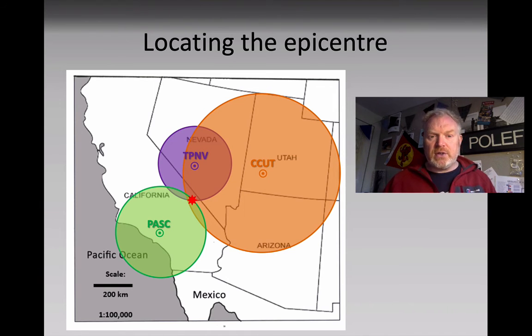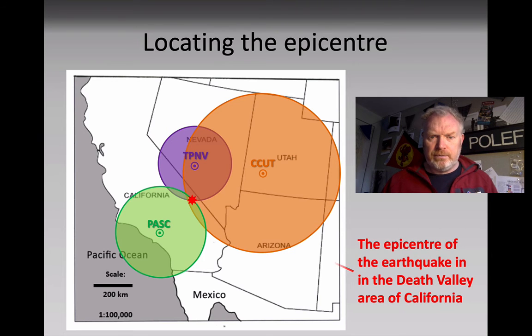Now have a look at your atlas. Where is that place? What type of problems might be caused in that location? Think about what that place would be like. It is a place marked on the map. Okay, it's in the Death Valley area of California. What problems would that cause? What type of place is that likely to be?